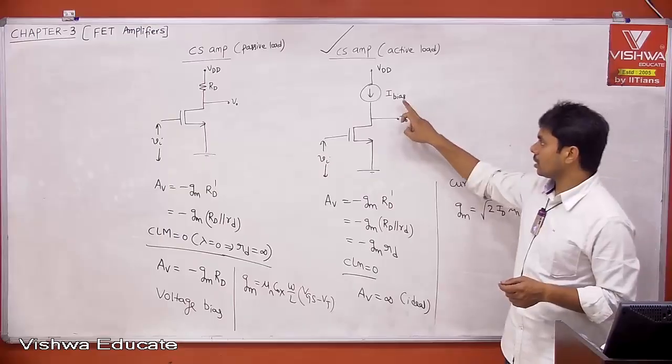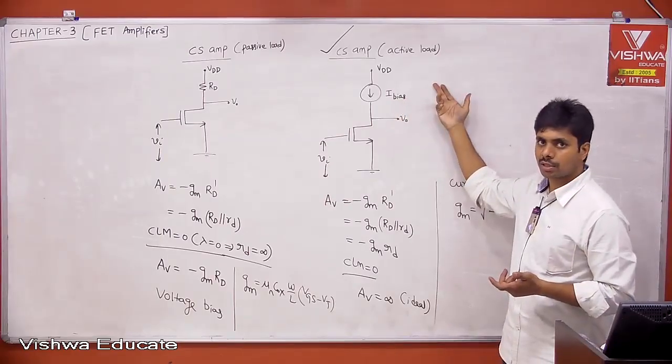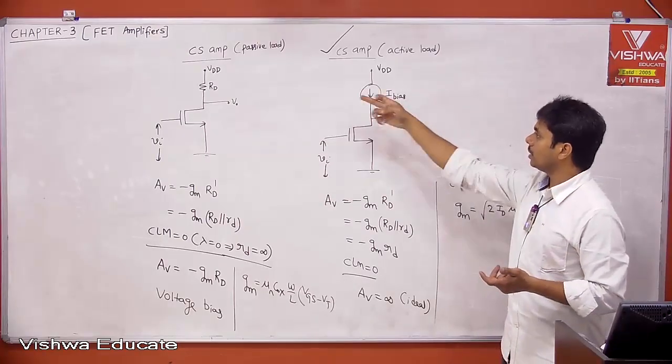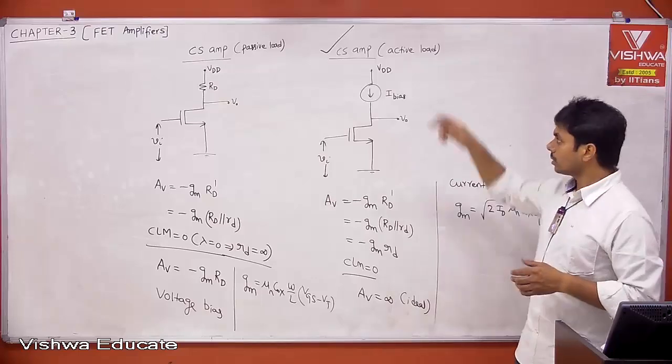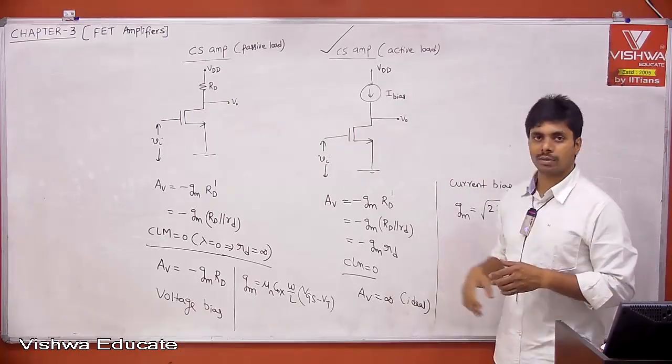Because the current source internal resistance is infinity. Ideal current source internal resistance is infinity. Therefore, your capital RD is nothing but infinity. But still there is a current which is sourced by your current source.